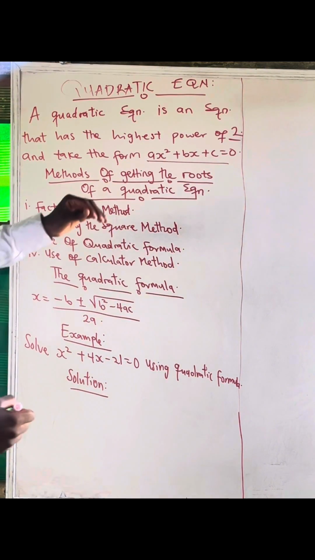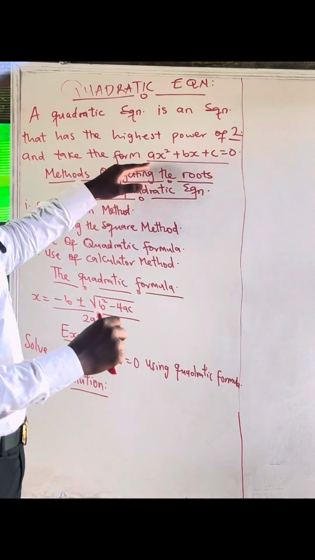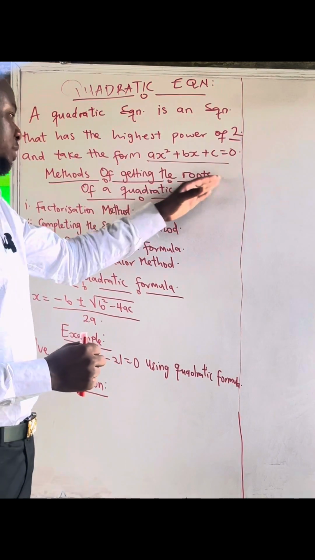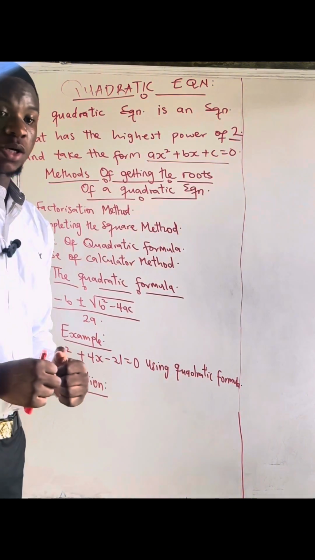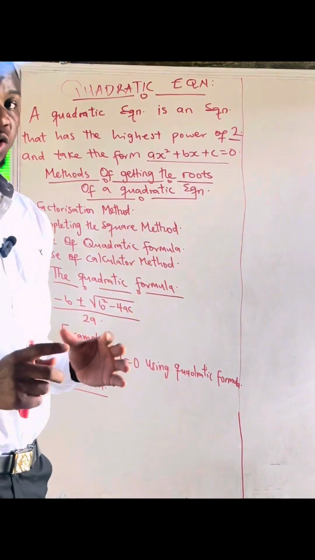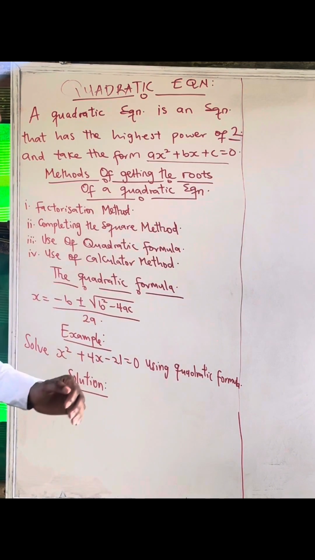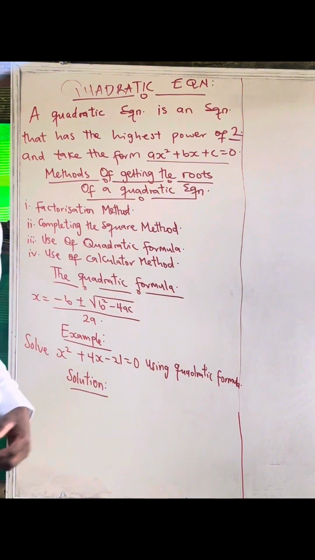Once you know that a quadratic equation takes this general form, you have to know that there are methods of getting the roots of a quadratic equation, or we can say methods of solving a quadratic equation. The first method is the factorization method. The second method is completing the square. The third method is the use of the quadratic formula. The fourth method is the use of a calculator.